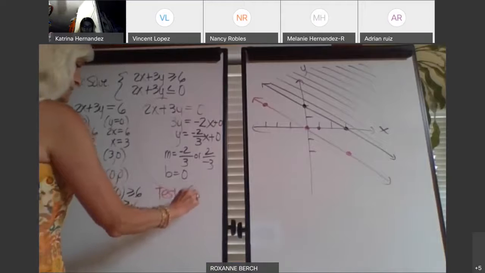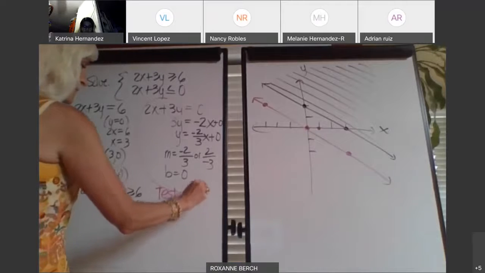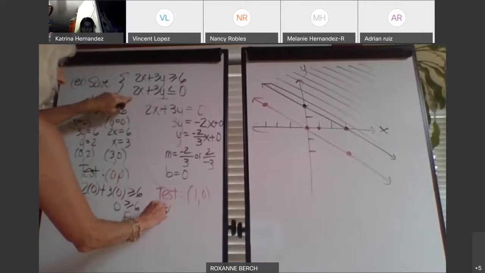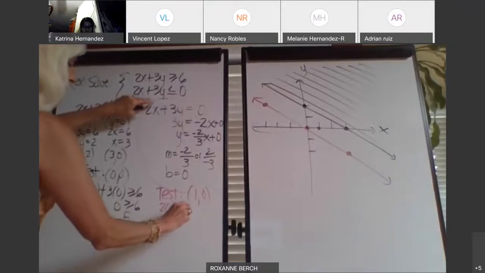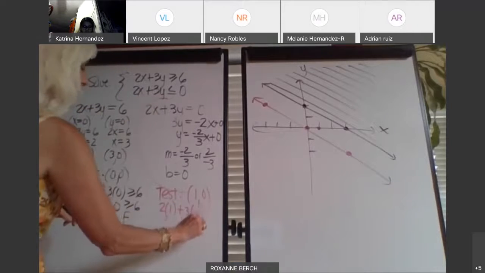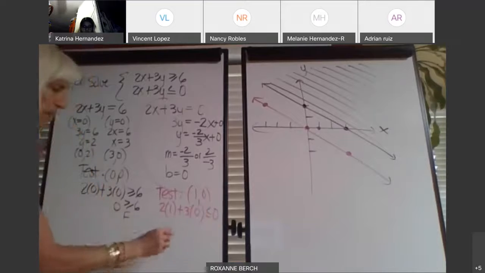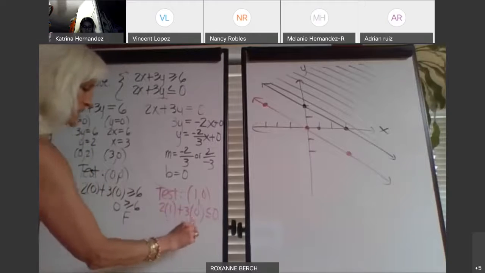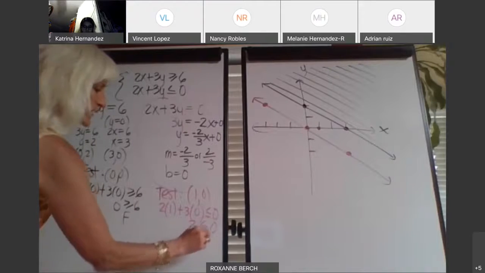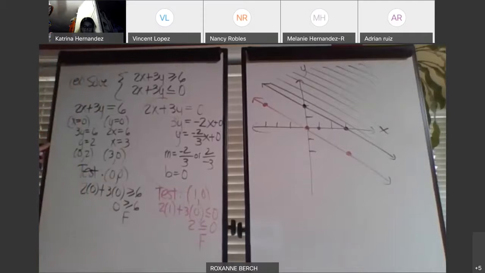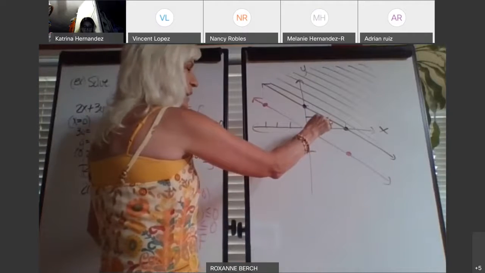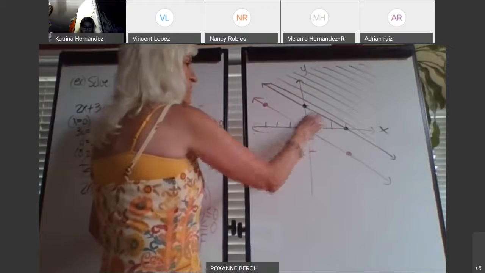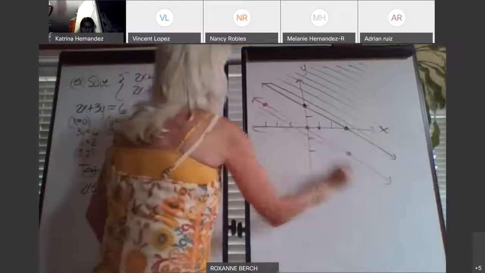Pick anyone you want. Go back up here. So you have 2 times x, which is 1, plus 3 times 0. Is that less than or equal to 0? So that's 2 plus 0. Is 2 less than or equal to 0? False. So that means don't shade him. So don't shade him means shade here.